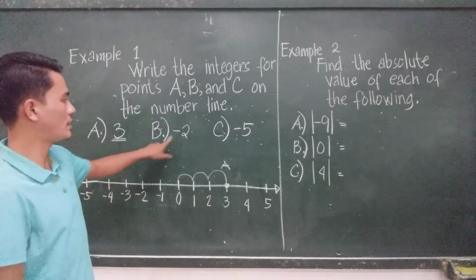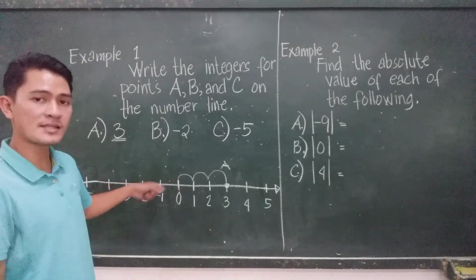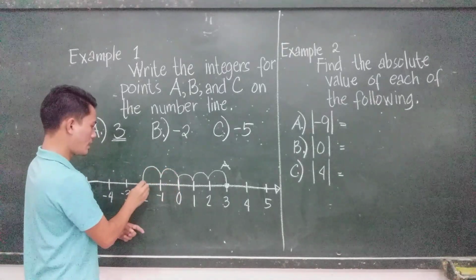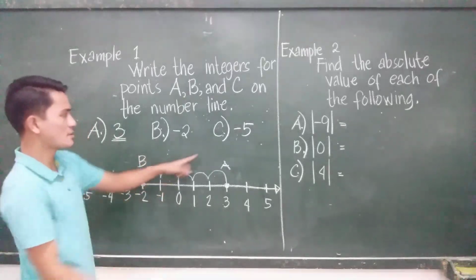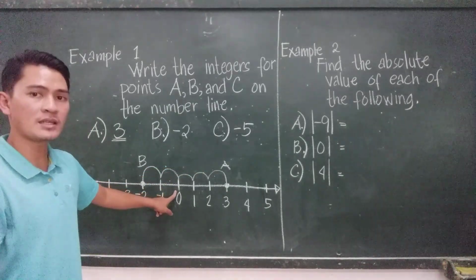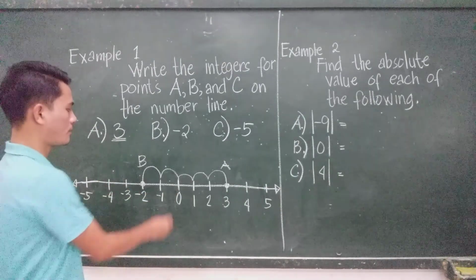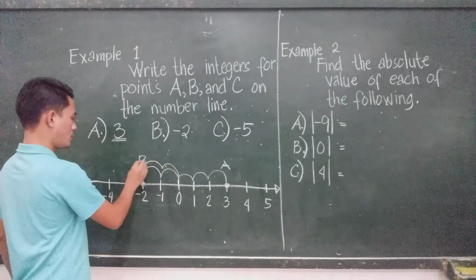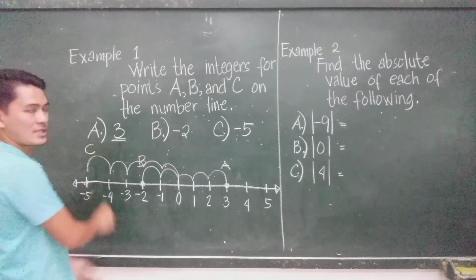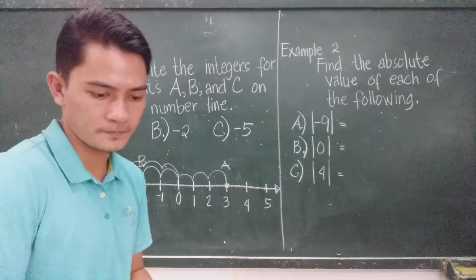Next, letter B, negative 2. Negative 2 is to the left of 0, so we count 1 and 2. Here's letter B. Next, we have letter C, negative 5. The same, it is on the left side of our number line: 1, 2, 3, 4, and 5. Here's our C.